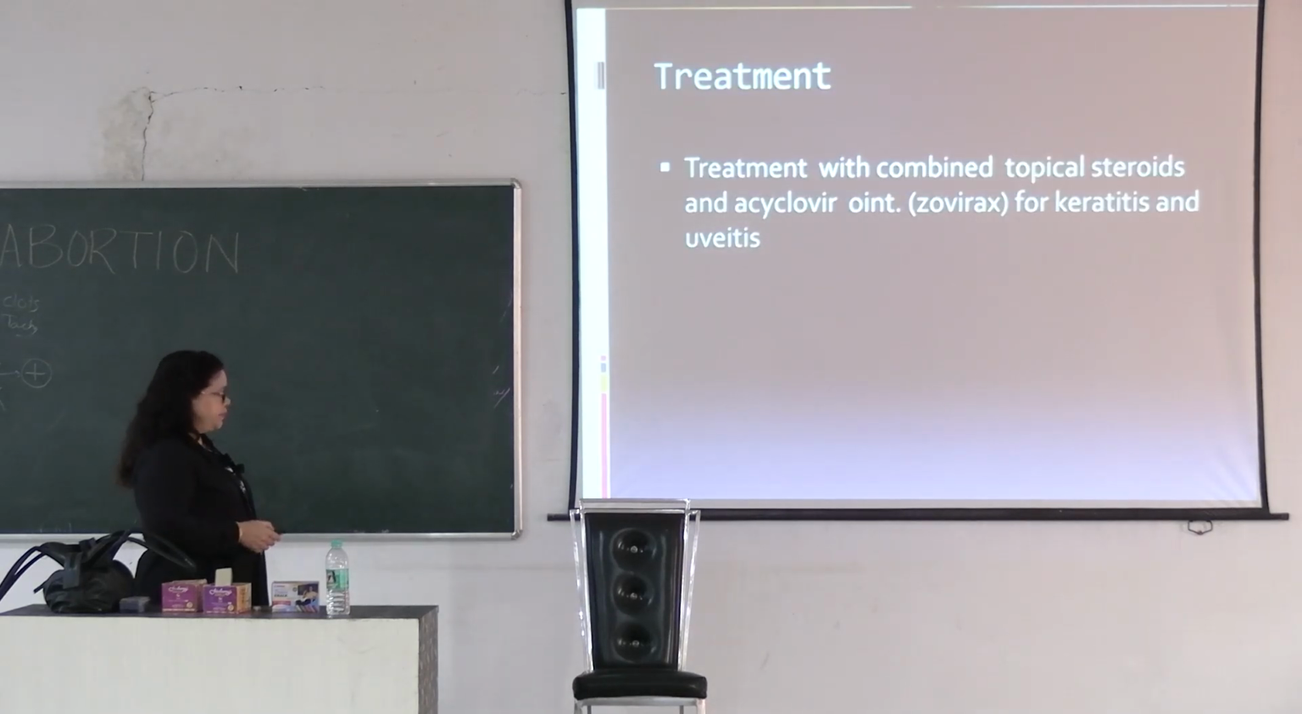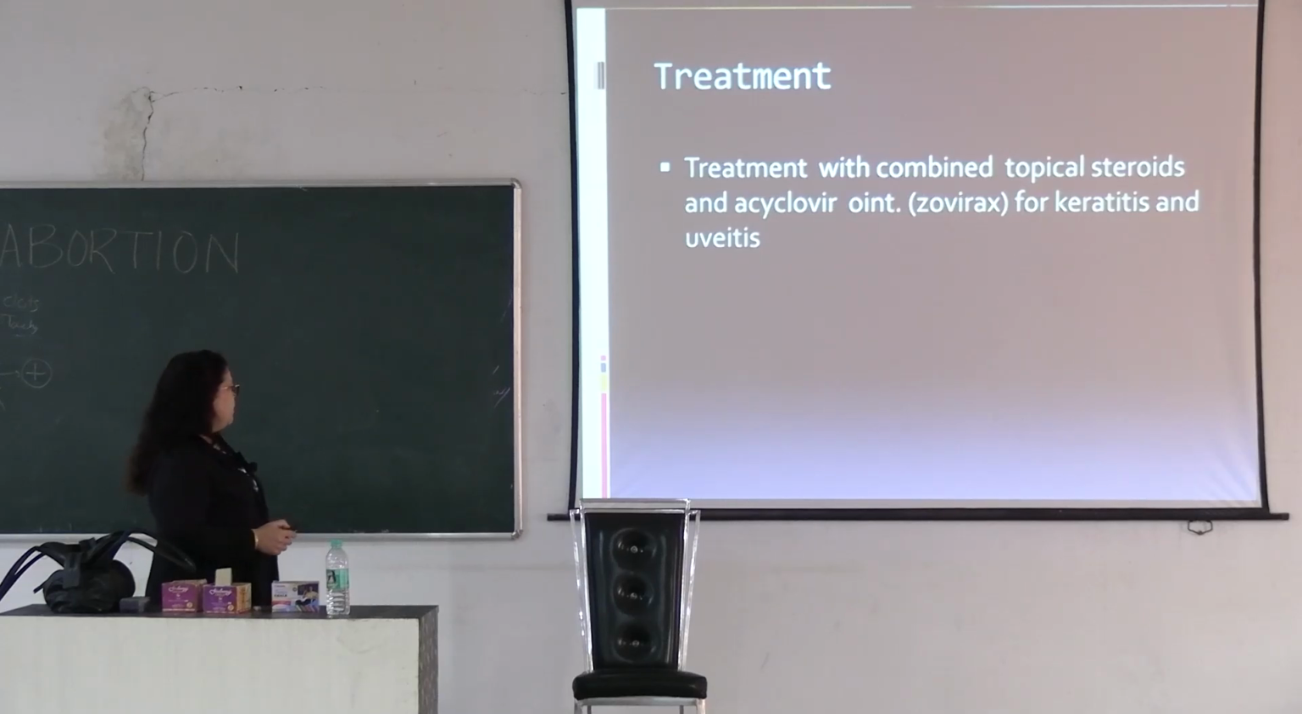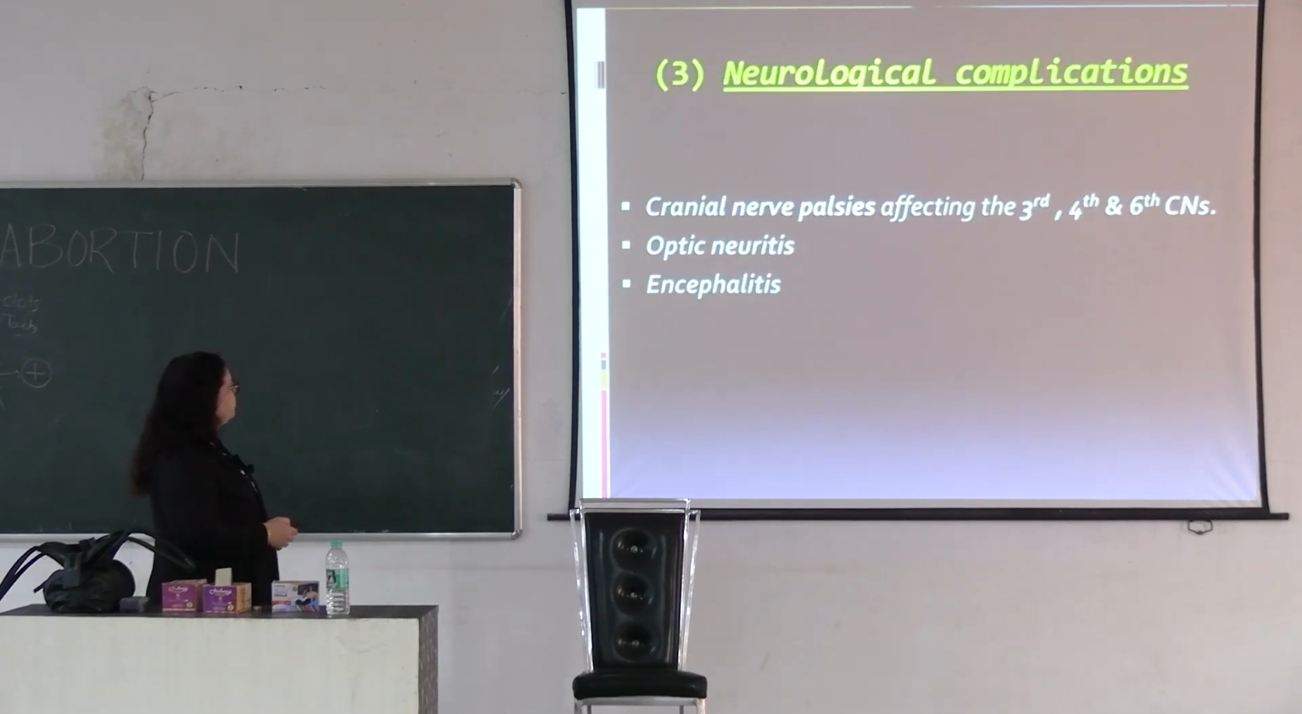Then treatment. Treatment is acyclovir along with steroid ointments and eye drops. If keratitis occurs and the cornea is involved, then treatment of the ulcer is given, and cycloplegics and steroids are given if the uvea is involved, that is called uveitis.